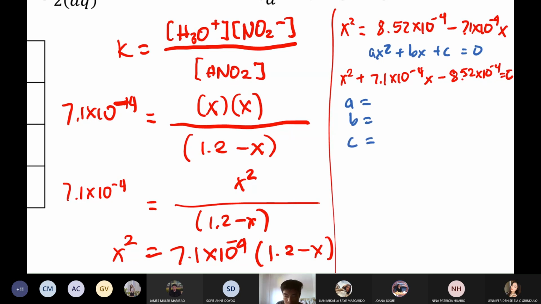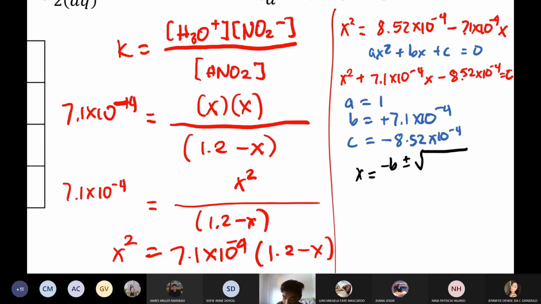So, what's the coefficient of x squared? 1 lang yan. What's the coefficient of x? Yun yung letter B, which is positive 7.1 times 10 raised to negative 4. And what's the value of c? Yung number lang. That's negative 8.52 times 10 raised to negative 4. Tapos ano susunod na gagawin nyo dyan? Quadratic equation. Quadratic equation is x equals negative b plus minus square root b squared minus 4ac over 2a. You plug in the values of a, b, and c sa quadratic equation.